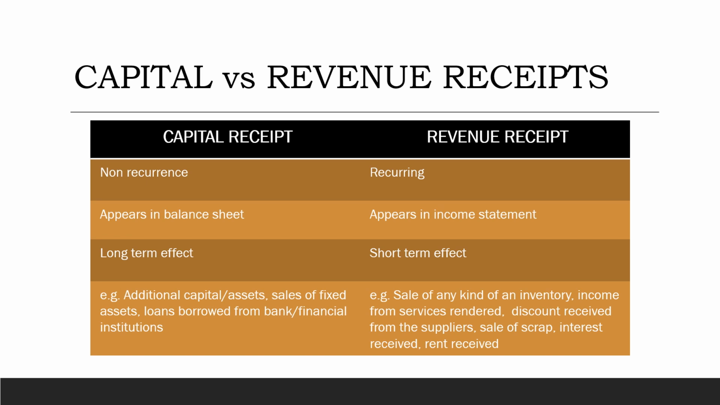And for a company, it should appear in the income statement as sales, for example. And it is a short-term effect. When you sell, you will get the income in the short term. It's not like when you sell, people pay you a little bit in a year, so that one is a long-term effect. Examples: sales of any kind of inventory, income from services rendered, discount received from the suppliers, sale of scrap, interest received, rent received. So these are revenue in nature.